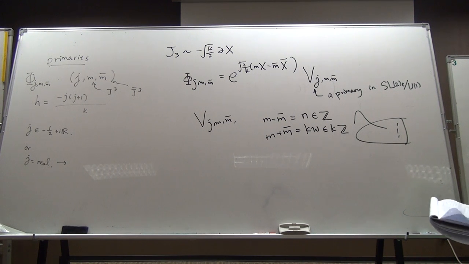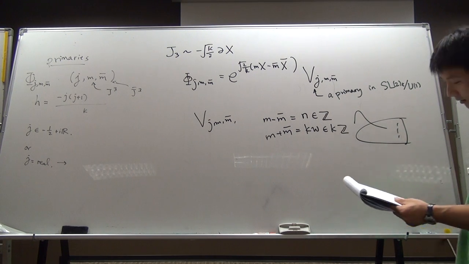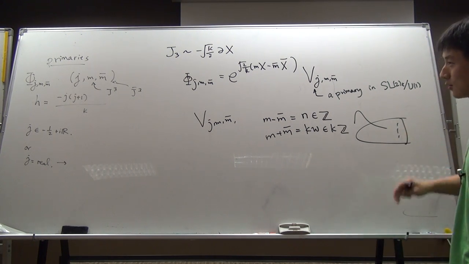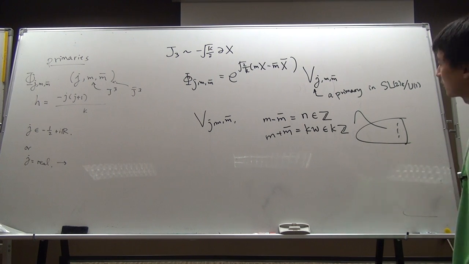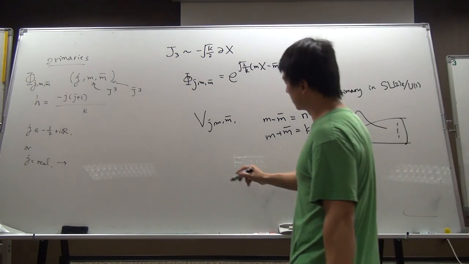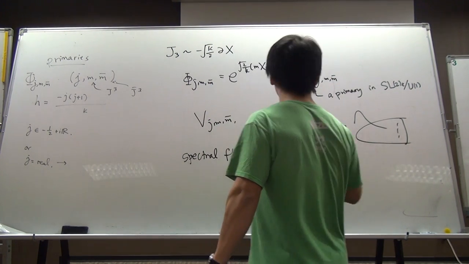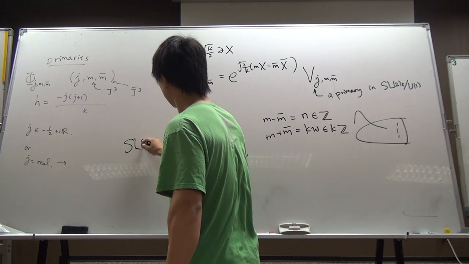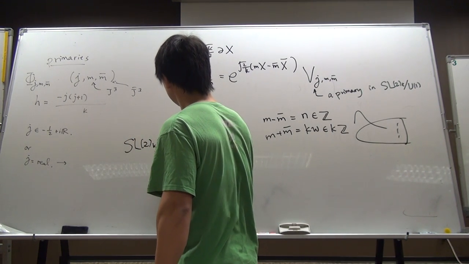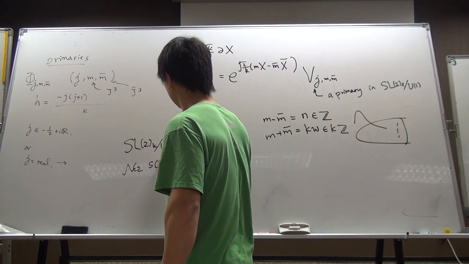Okay. Are there any questions so far? These are not all the primaries. If I just have these, that won't give me the correct set of vertex operators. So just to explain how to actually write down the vertex operators in question, one has to consider spectral flow. So we're talking about the coset theory, SL(2) at level k, mod U(1). This is an N=2 superconformal theory.